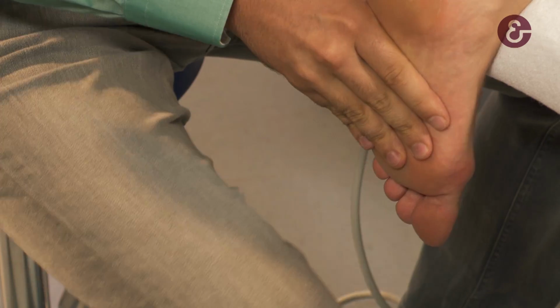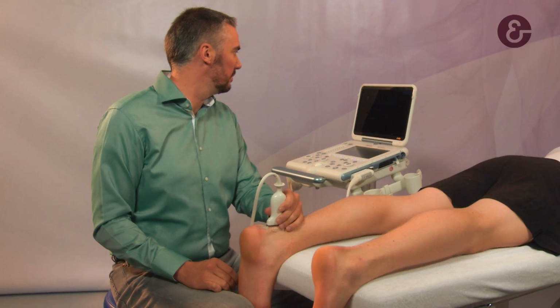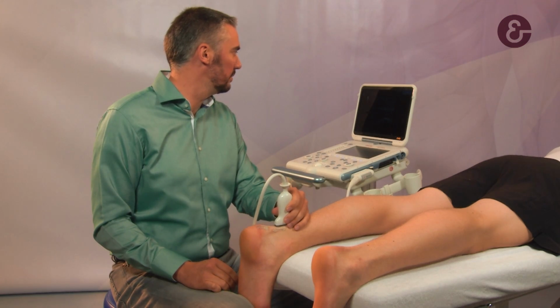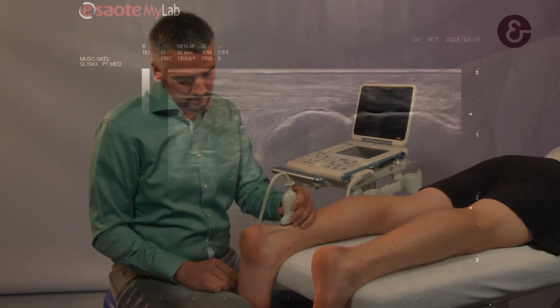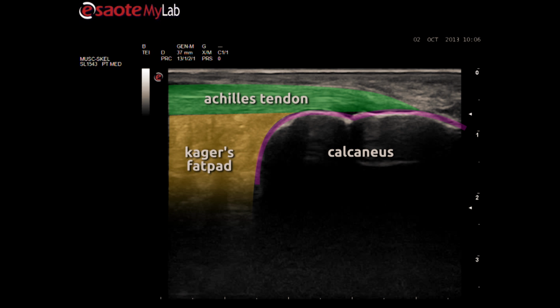The foot is placed in the end range of dorsiflexion to create a stretch on the Achilles tendon. This enhances the depiction of the tendon. The long, curved, white, bright line is the bone of the calcaneus. The Achilles tendon inserts at the calcaneus and its parallel fibers can be seen horizontally towards the left.